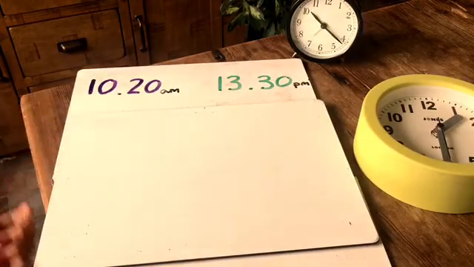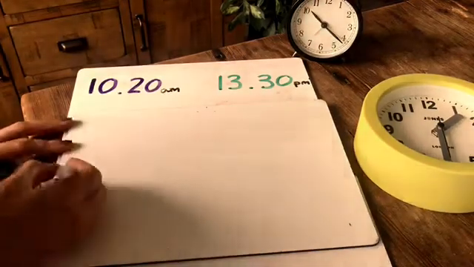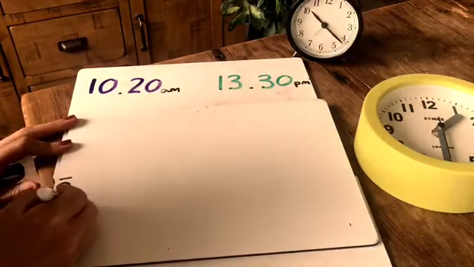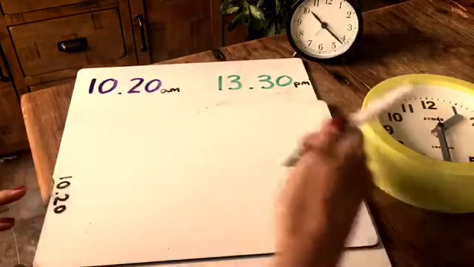Okay, so I'm going to show you this again as a number line example. So I'm going to start with 10:20. I'm writing it sideways so that I don't run out of room.